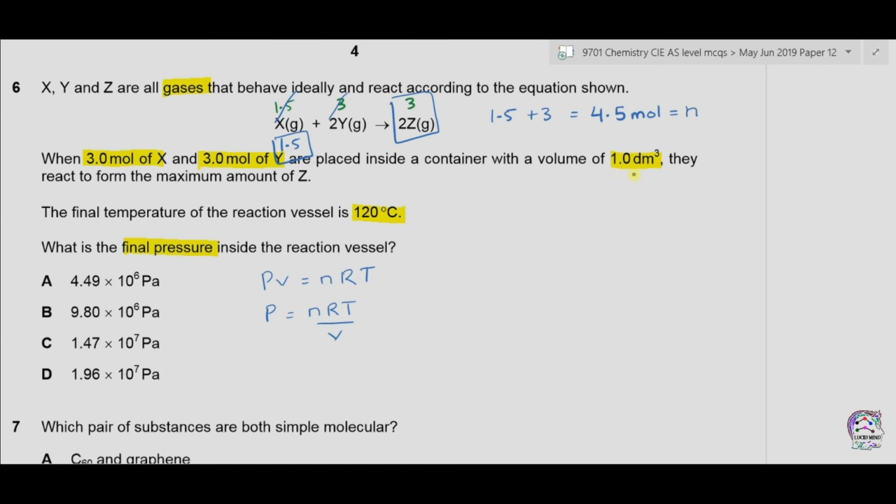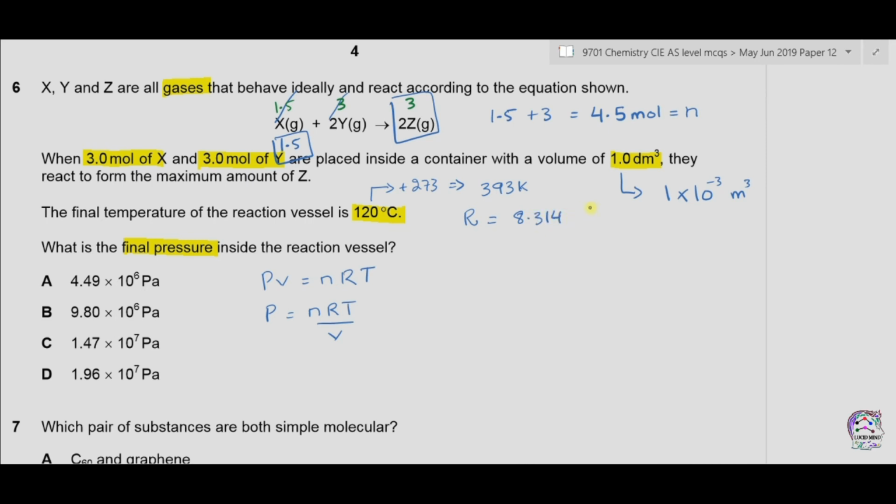Now let's convert the units according to the ideal gas equation. We have 1 decimeter cube volume. So therefore, this will be converted into meter cube. It will become 1 × 10^-3 meter cube. Just divide this value by 1000, you will get this value. The temperature is 120 degrees centigrade. Just add 273 to convert it into Kelvin, so we will have 393 Kelvin.